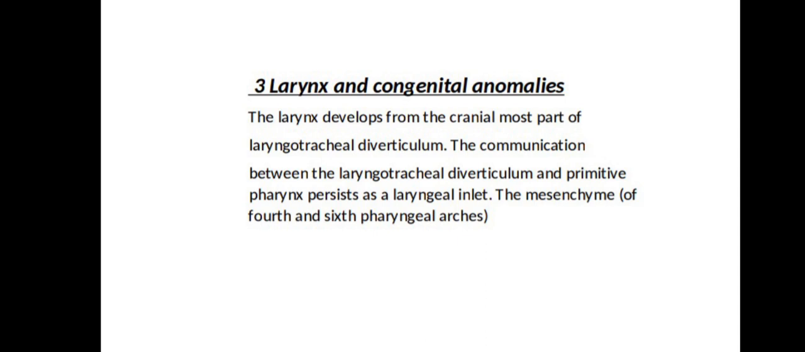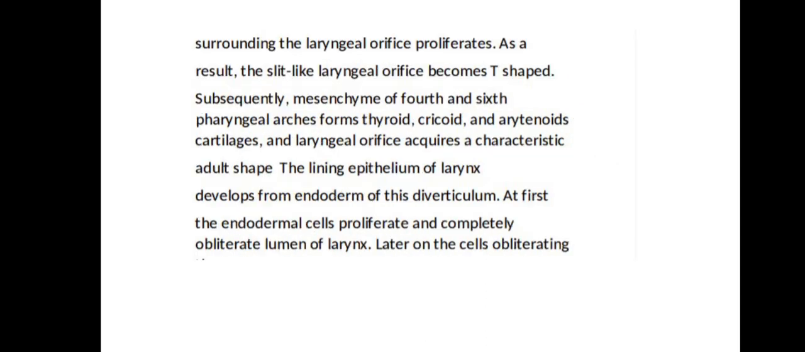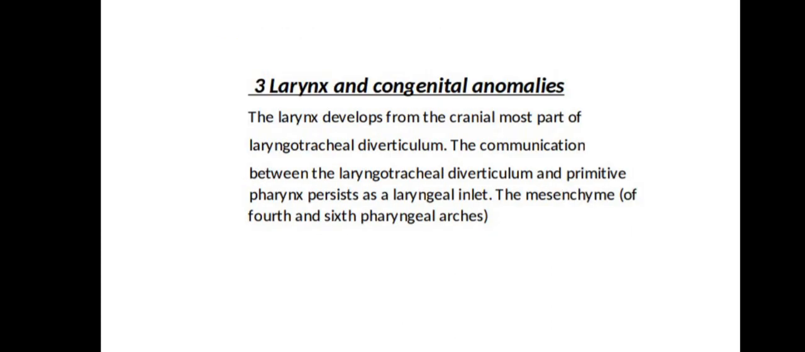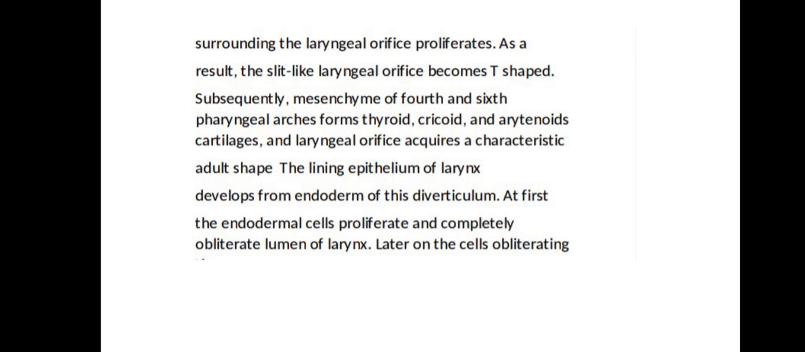Now, we said that the larynx developed from the cranial-most part of the laryngotracheal diverticulum. The communication between the laryngotracheal diverticulum and the future pharynx persists, therefore forming what we call the laryngeal orifice. The mesenchyme of the 4th and the 6th arches surrounds the laryngeal orifice. These two proliferate. As a result, the slit-like laryngeal orifice becomes T-shaped.